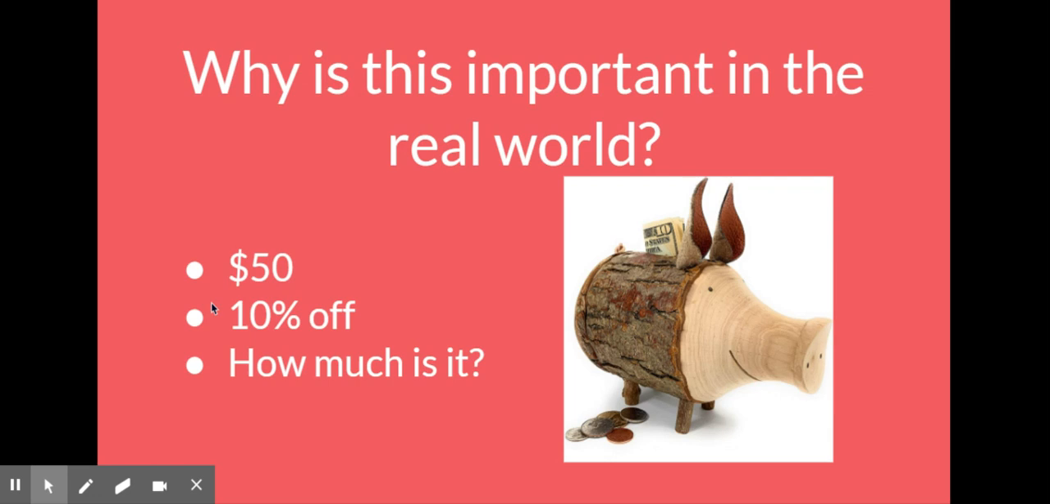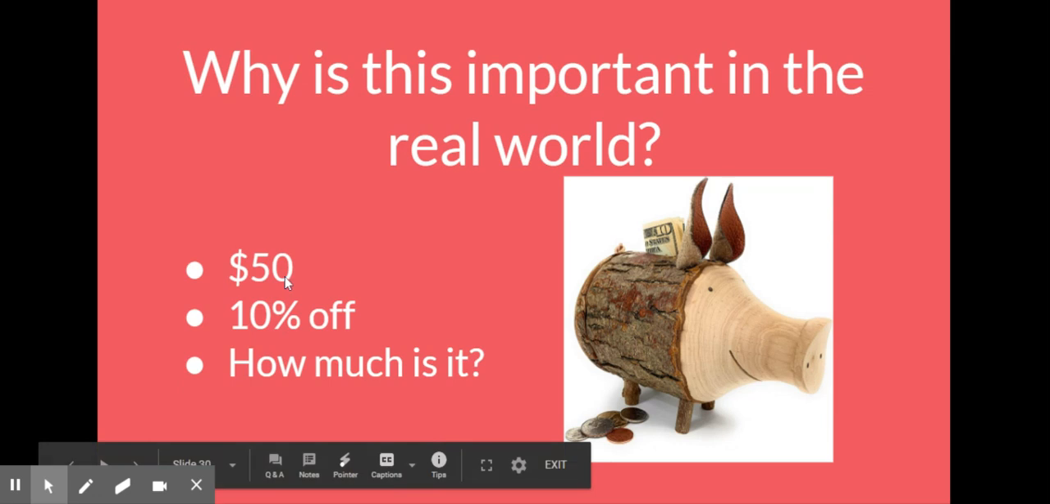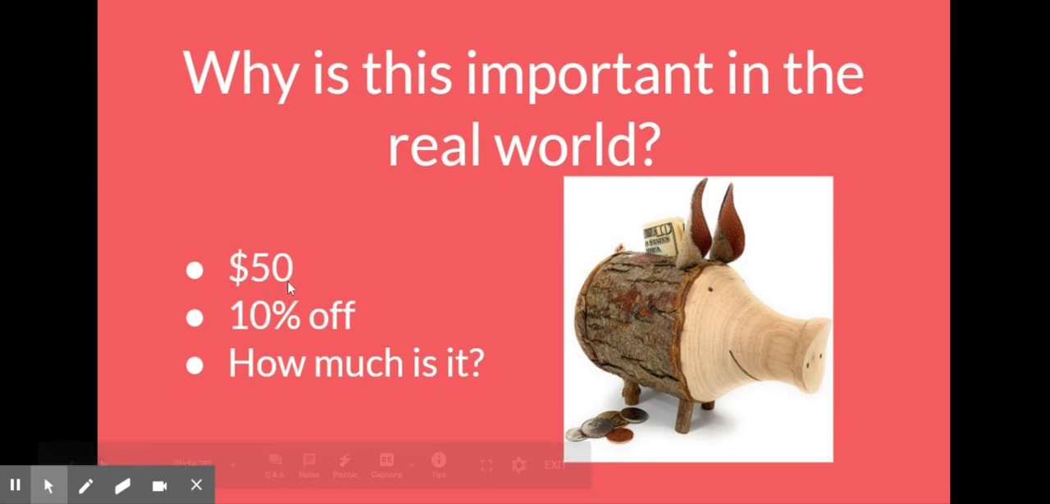Now, 10% is the easiest one to figure out how much it's off. To figure out what's 10% of 50, you just move the decimal over 1 place. Right now my decimal's right here after the 0. So 10% of $50, you just move the decimal 1 time. 5. So if it's 10% off, that means I get $5 off the cost of this piggy bank. So if I take 50 minus $5, this piggy bank is now going to cost me $45.